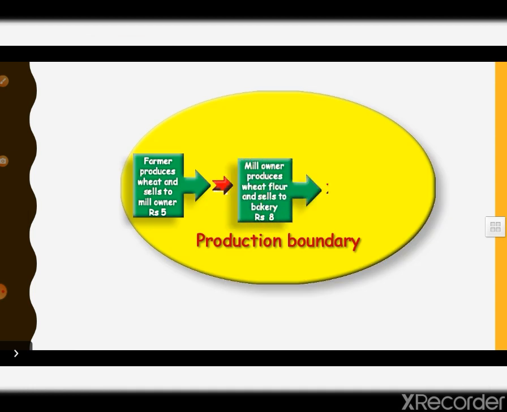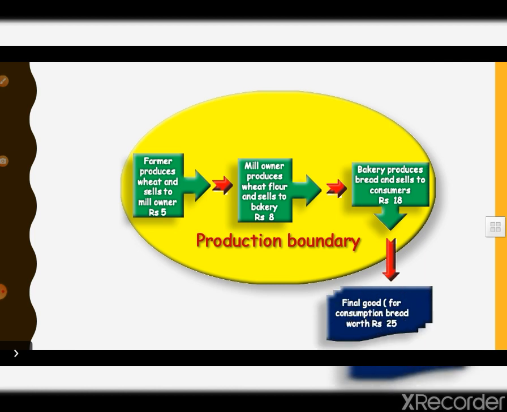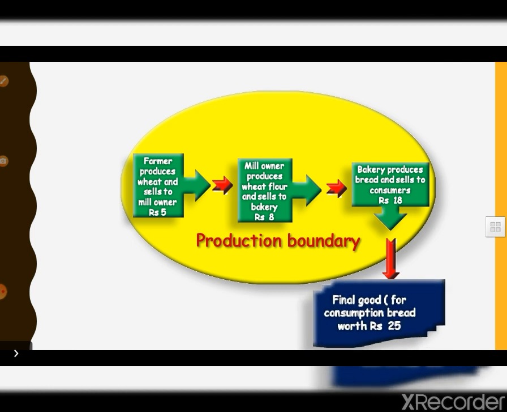Now, this is an example of how to differentiate between final goods and intermediate goods. A farmer produces wheat and sells it to the mill owner. It's an intermediate good because it's resold. The mill owner produces wheat flour and sells it to the bakery. Value is added, it's resold, it's still within the production boundary. The bakery produces bread and sells it to the consumer. Finally, the final good: until it reaches the consumer, it is still an intermediate good. But once it reaches the consumer or the firm, it may be termed a capital good or a consumer good.